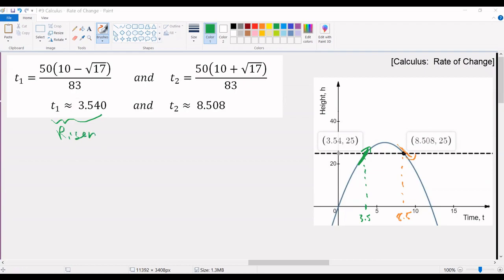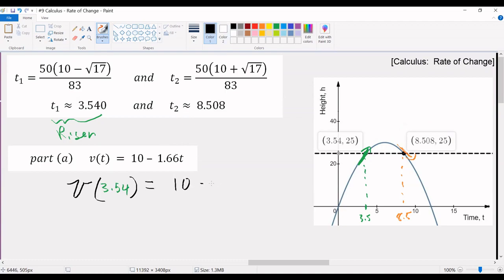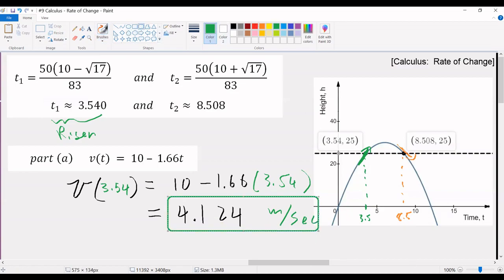Now we're going to substitute this value into our velocity function from part A. From part A, we found the velocity is equal to 10 minus 1.66 times t. So we substitute in 3.54. We have v of 3.54 equals 10 minus 1.66 times 3.54. In order to get our answer, we punch it into the calculator, and this should give us 4.124 meters per second. And there you go. That's it for part B, and that's it for this question.